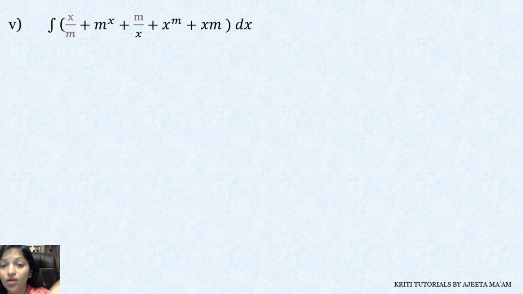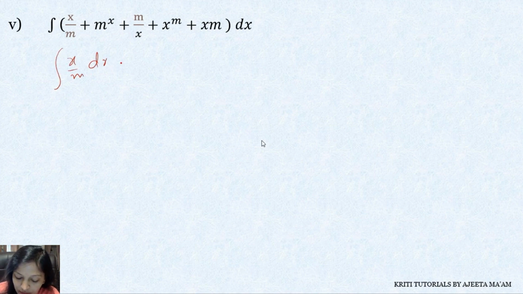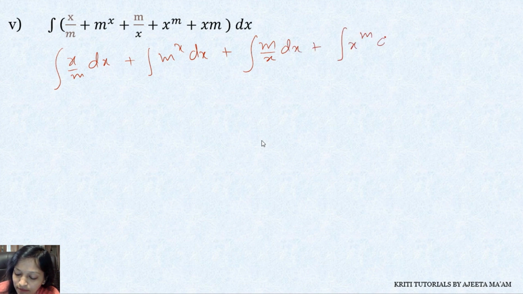Now this seems to be having five functions. And what is this? x^m and all. So they have given you the possible number of expressions that we make using a variable x and the constant m. Okay, so m is a constant here, x is a variable here. Now we can easily separate it into five integrals. Okay, x raised to m dx plus m raised to x dx plus m upon x dx plus x raised to m dx plus xm dx.